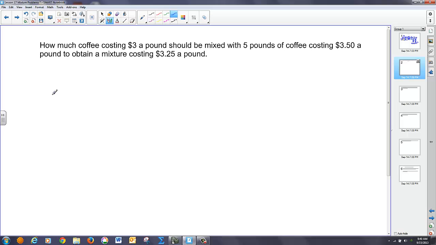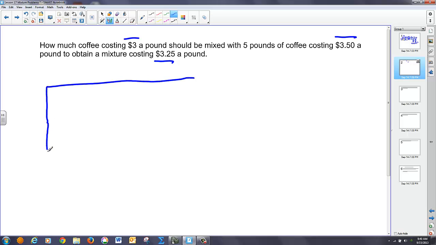In this problem, this is very similar, except we don't have pennies, dimes, nickels, quarters. We have values for certain amounts of coffee. One $3 per pound, one $3.50 per pound, and we're trying to create a 325-pound bag. All right. So this is a little bit different, but it still involves money, and there's still quantities for each.